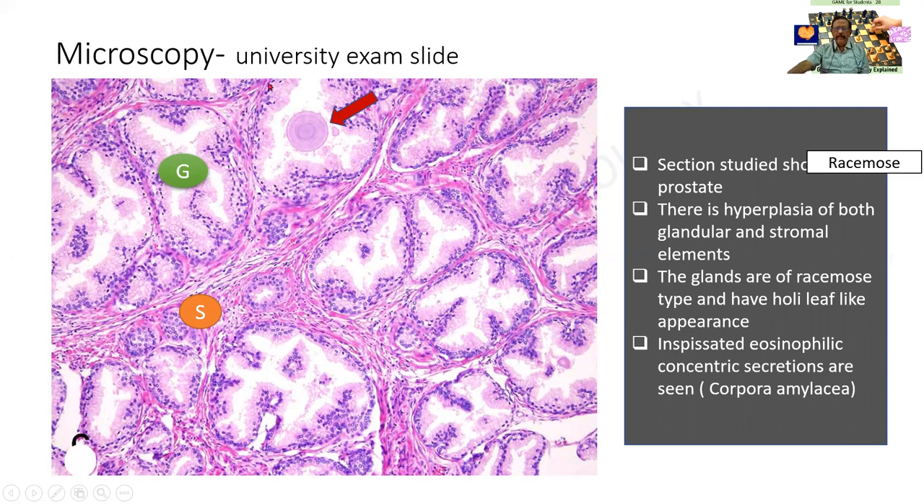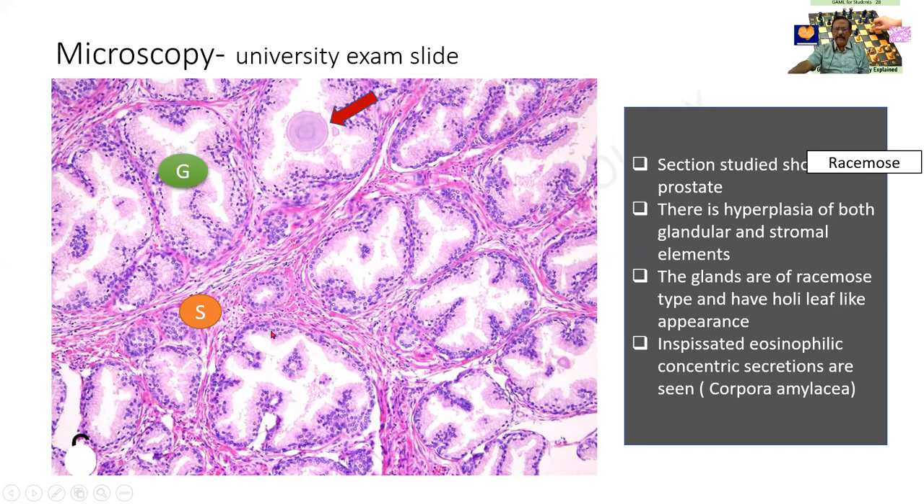Also, I find within the glands and the ducts, there can be some inspissated secretions called as corpora amylaceae. The glands itself, you find that they are not round in outline, but they are somewhat irregular, and this is called a racemose or a leaf-like pattern. Look at this particular gland. You find that the outline is irregular, and this is called racemose or leaf-like.